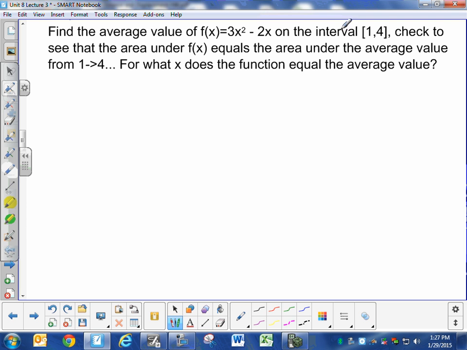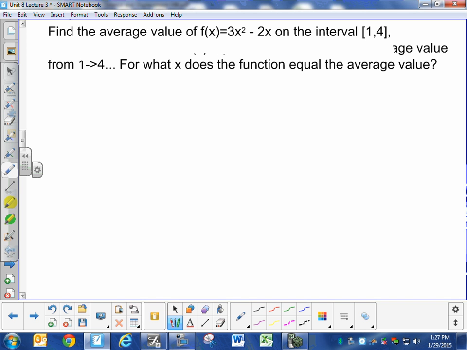Find the average value of this function on the interval from 1 to 4. Check to see that the area under f of x equals the area under the average. You actually don't have to worry about that. That was just a corollary that is not important. But the question that I want you to find the answer to is definitely this one: for what x does the function equal the average? A way you can do that, or it can be asked of you, would be to find c such that f of that c value equals the average of the function. Okay, so we'll do that.